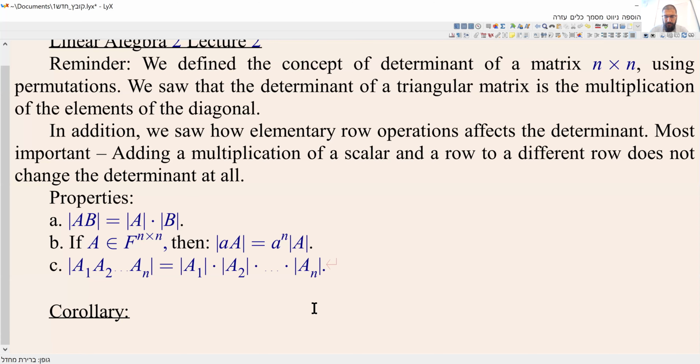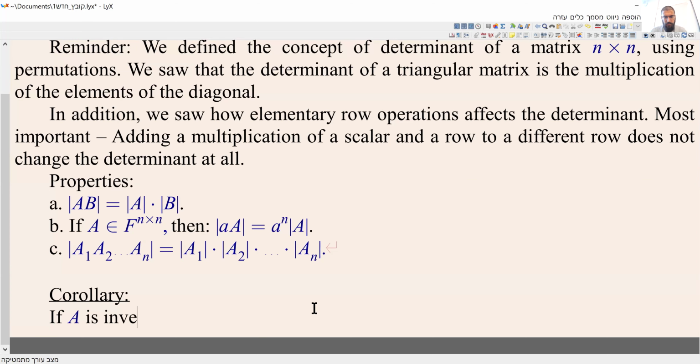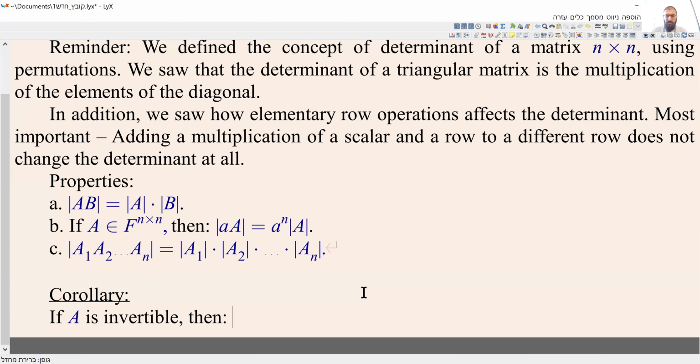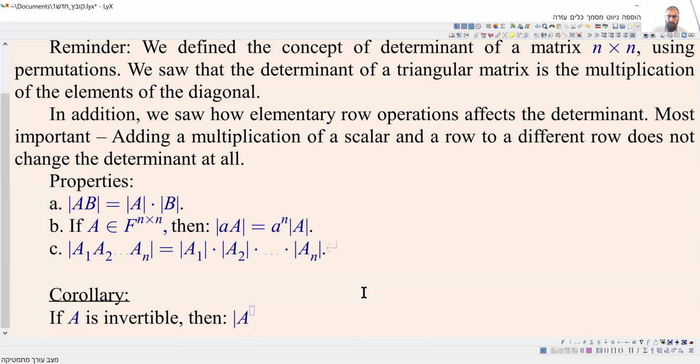Corollary: if A is invertible, then the determinant of the inverse matrix is the inverse of the determinant, which means, when it comes to numbers, one over the determinant of A.